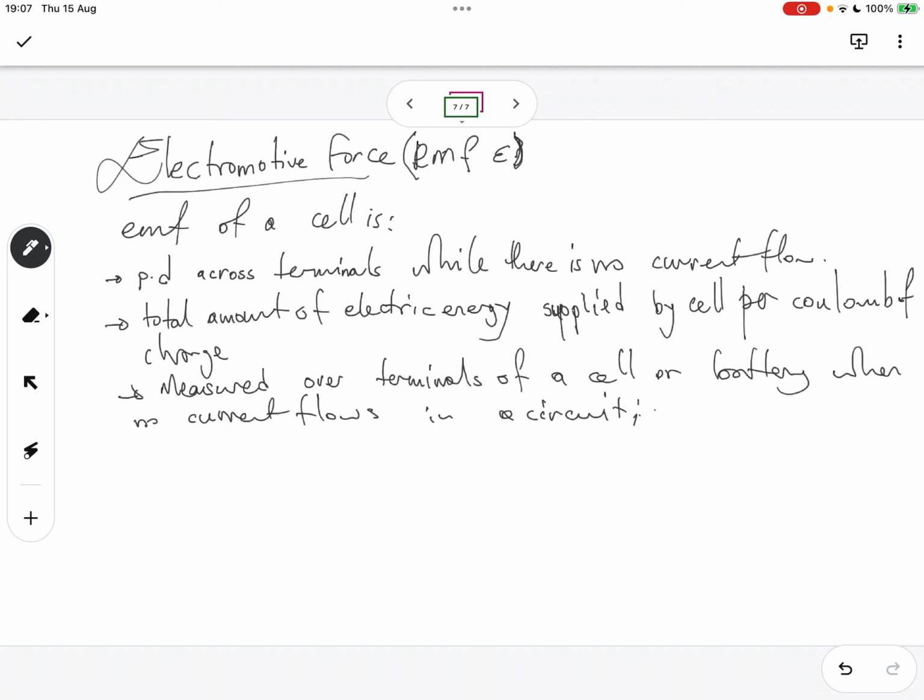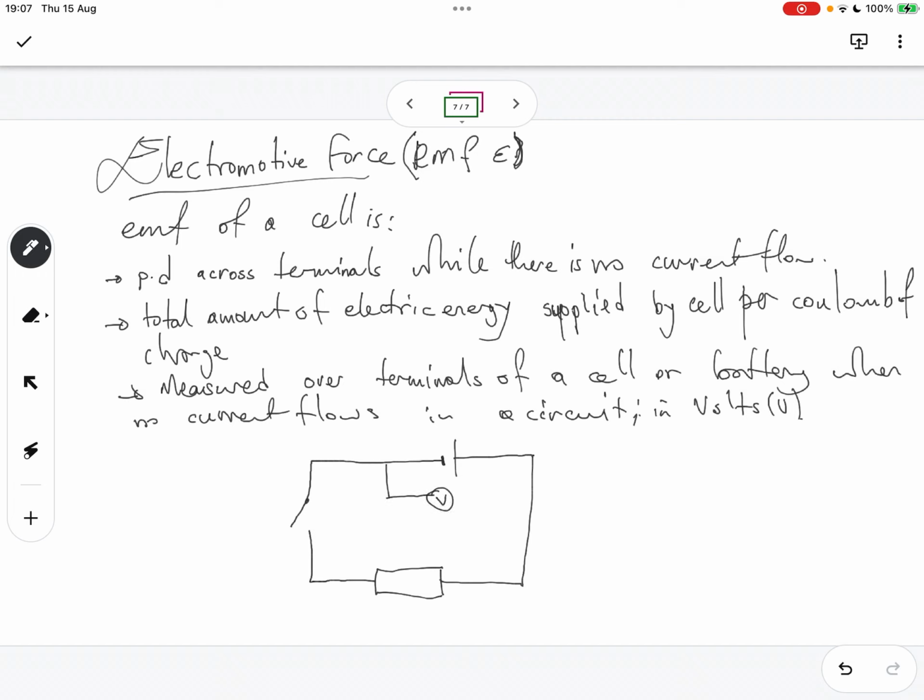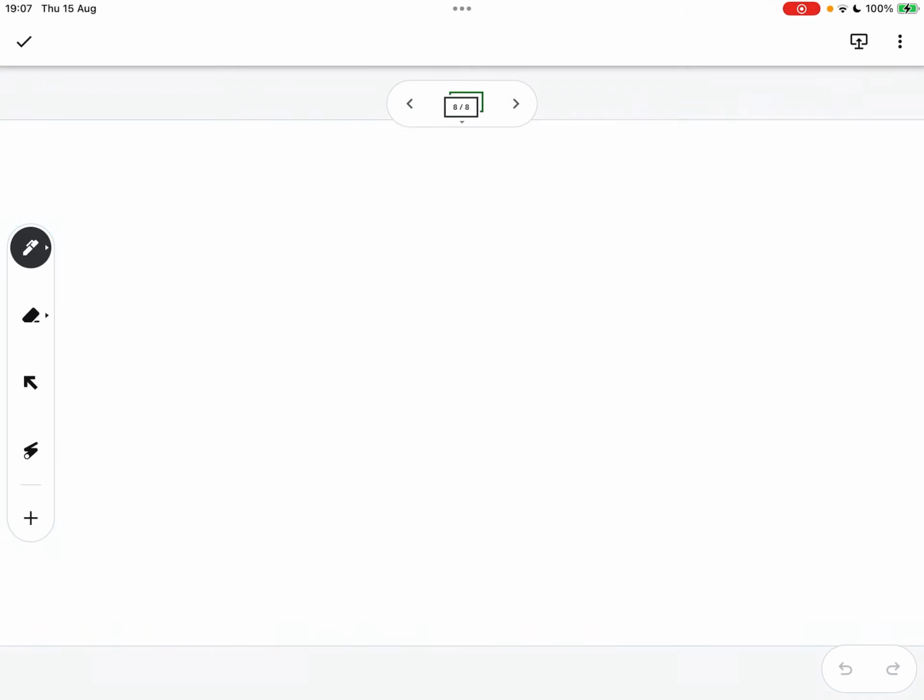And we would see this in this kind of circuit. We have a resistor there, open switch, and you would have that connected like that, right? Now, how is it calculated?